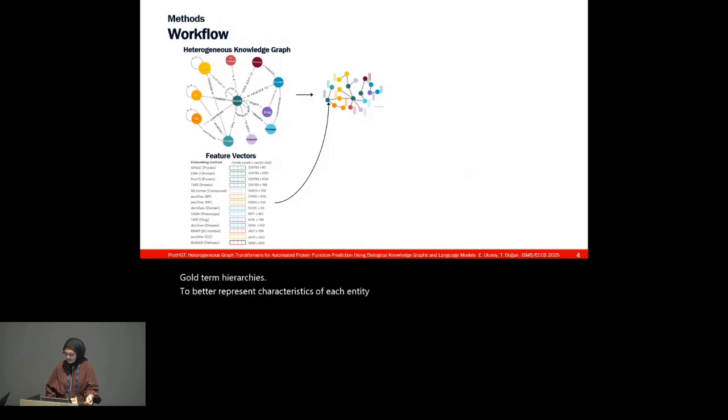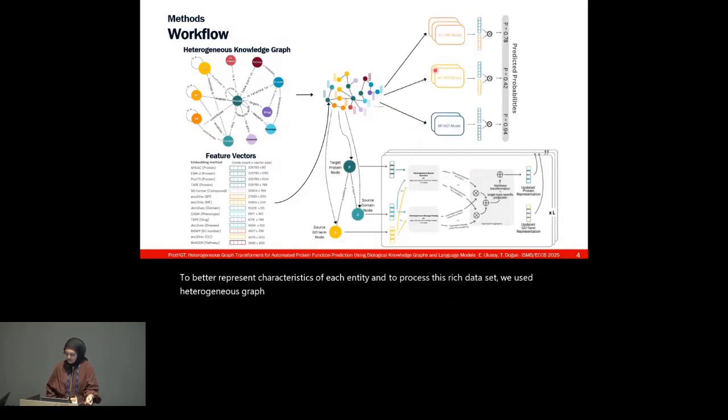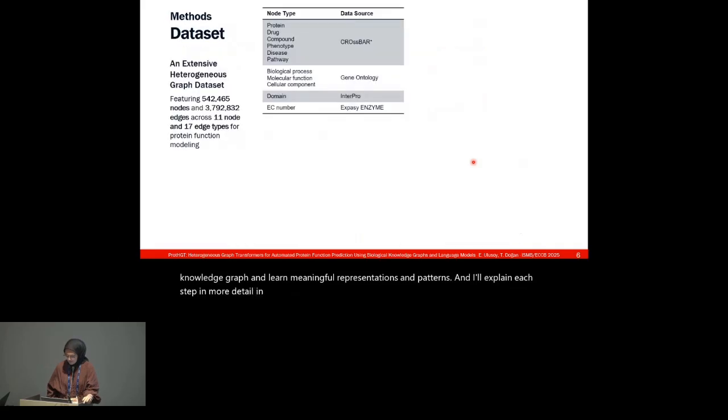To process this rich data set, we use the heterogeneous graph transformer network, as you can see here. This approach allows the model to capture the unique characteristics of different node and edge types within the knowledge graph and learn meaningful representations and patterns. I'll explain each step in more detail in the following slides.